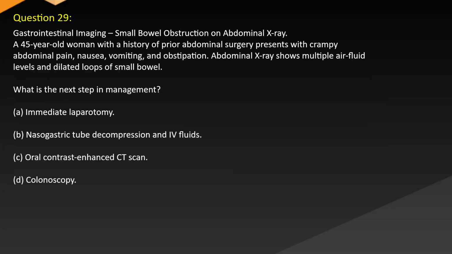Question 29. Gastrointestinal imaging. Small bowel obstruction on abdominal X-ray. A 45-year-old woman with history of prior abdominal surgery presents with crampy abdominal pain, nausea, vomiting, and obstipation. Abdominal X-ray shows multiple air fluid levels and dilated loops of small bowel. What is the next step in management? A. Immediate laparotomy. B. Nasogastric tube decompression and IV fluids. C. Oral contrast enhanced CT scan. D. Colonoscopy.